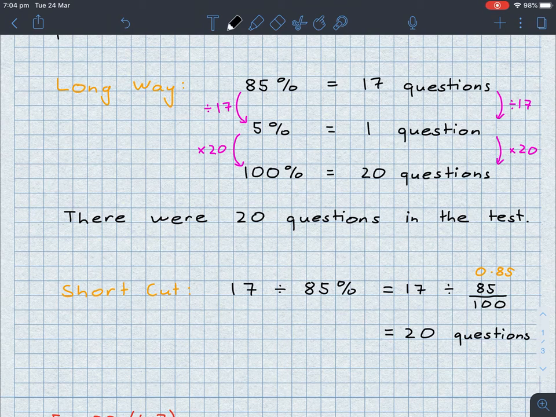So the shortcut is you take what the amount is and you divide it by what percentage it is. And we do that by writing it either as a fraction or as a decimal in our calculator.